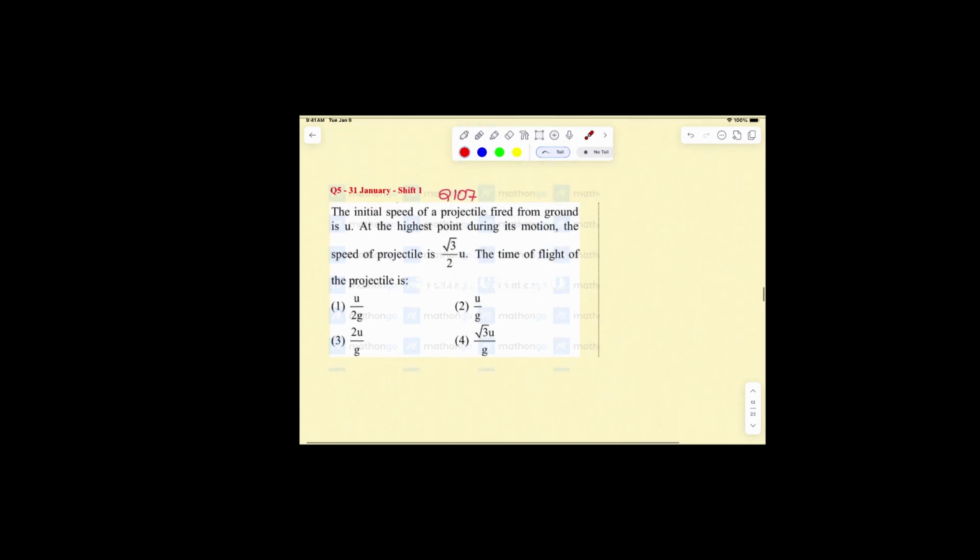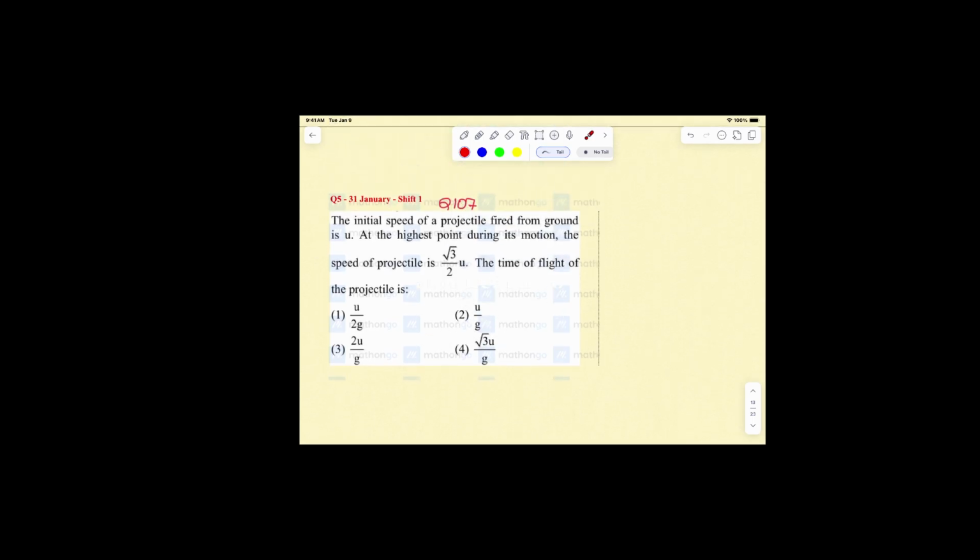Understood how we got it? I'll just repeat. At the highest point the speed is given as √3/2 u, where u is the initial velocity. That means u cos theta is √3/2 u, so cos theta is √3/2. That means theta equals 30 degrees. Then the time of flight formula is 2u sin theta by g. Therefore, 2u into sin 30 by g. Sin 30 is half. Therefore, 2u into half by g is equal to u by g.